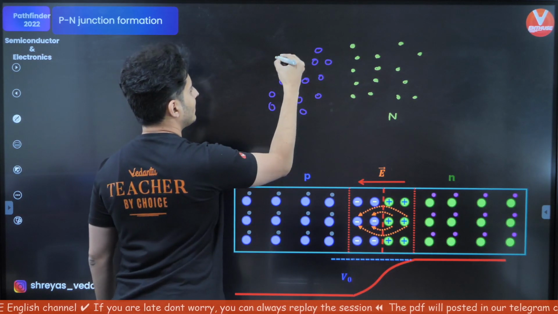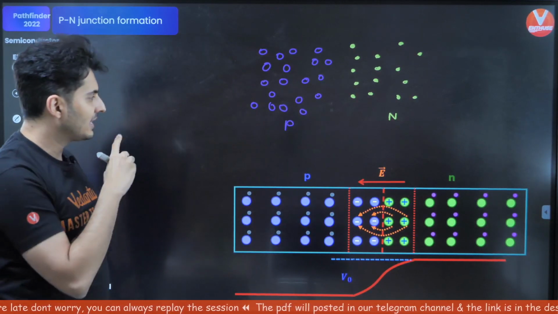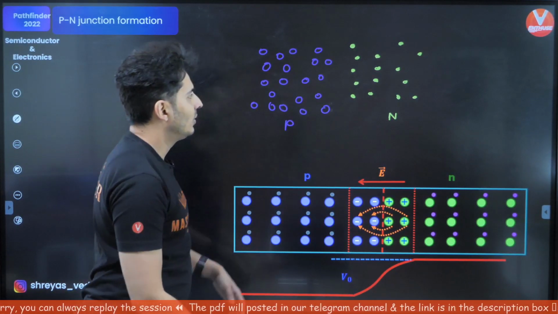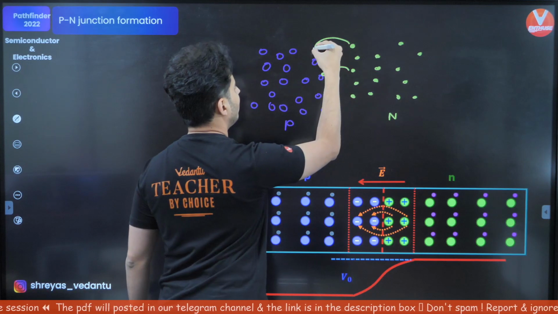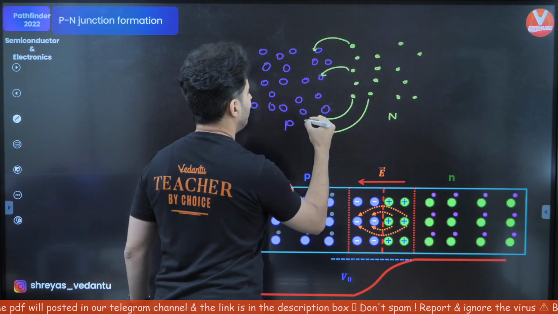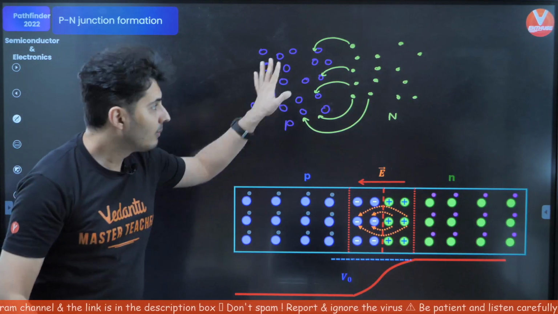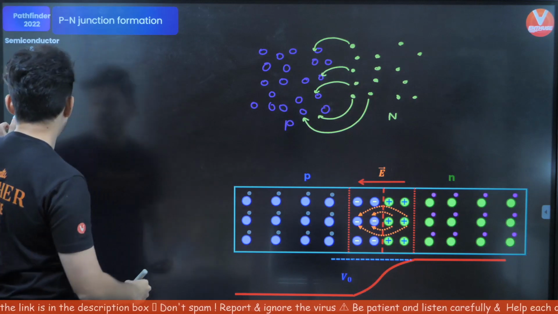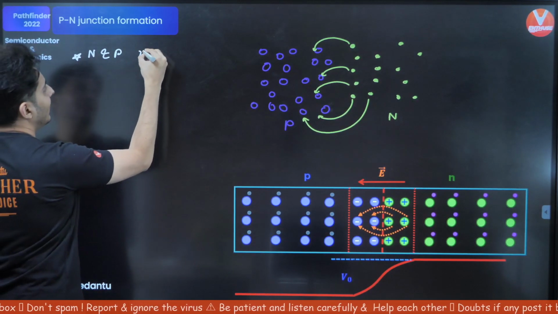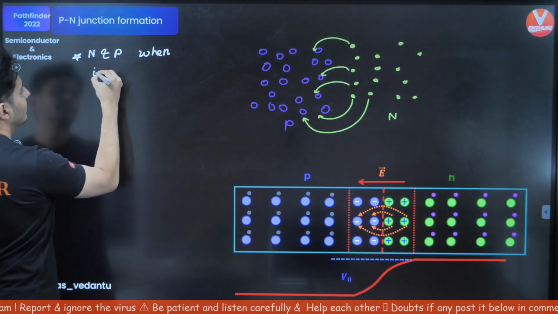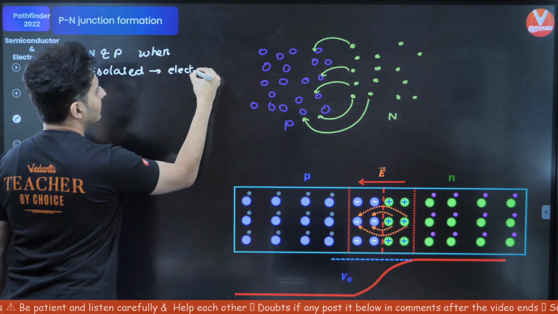Well, I hope this color is visible, and the good thing about PowerPoint is you can have a lot of colors. Okay, so this is the p side. Fair enough. Now at the borders, what will happen is these electrons are going to jump over here. Remember one thing, that n and p were actually neutral before these jumps. So I'll mention that point over here. N and p, when isolated, are electrically neutral.